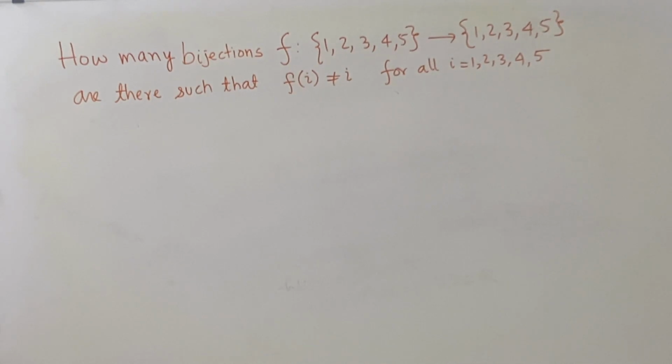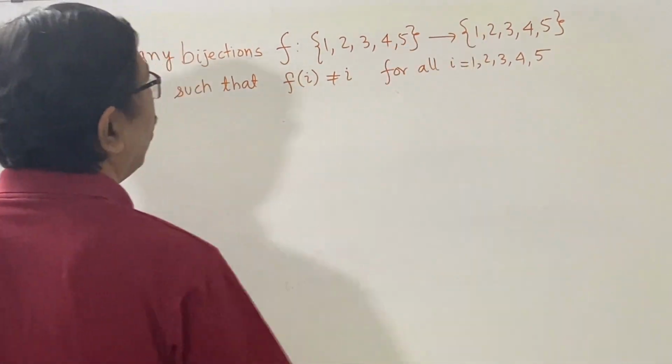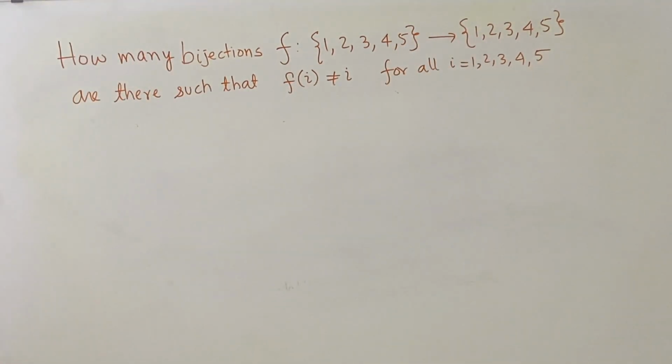Edition of Math for No Reason. In this edition, we are going to solve this problem. How many bijections f from {1, 2, 3, 4, 5} to {1, 2, 3, 4, 5} are there such that f(i) is not equal to i for all i equal to 1, 2, 3, 4, 5?